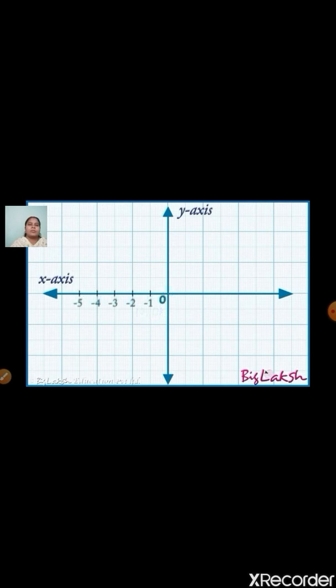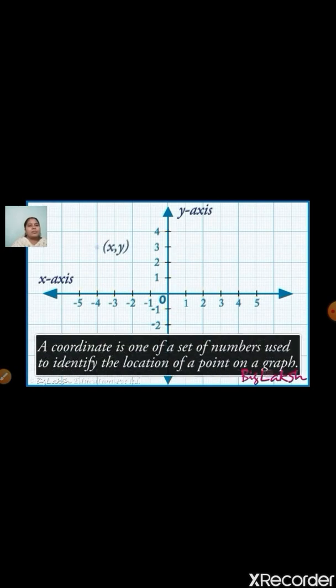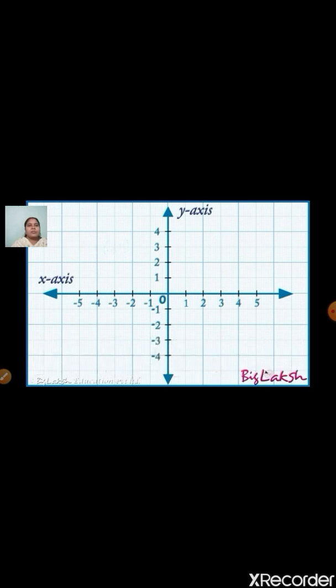Points to the left of the origin on the x-axis are negative, and to the right of the origin are positive. Similarly, points below the origin on the y-axis are negative, and above the origin are positive. Each axis is marked with equal divisions. A coordinate is one of a set of numbers used to identify the location of a point on a graph. Okay, let us plot a point on this graph. Plot the point whose coordinates are 4, 3.